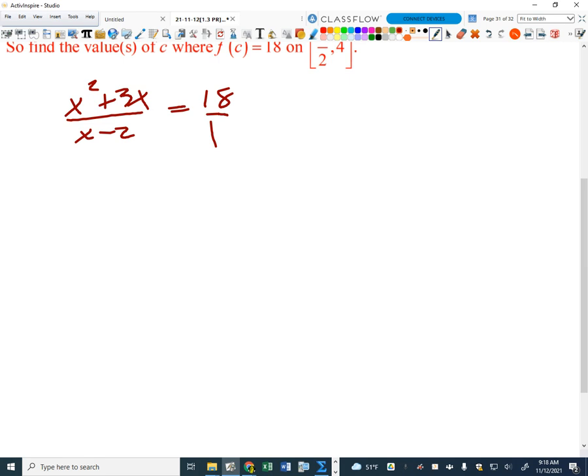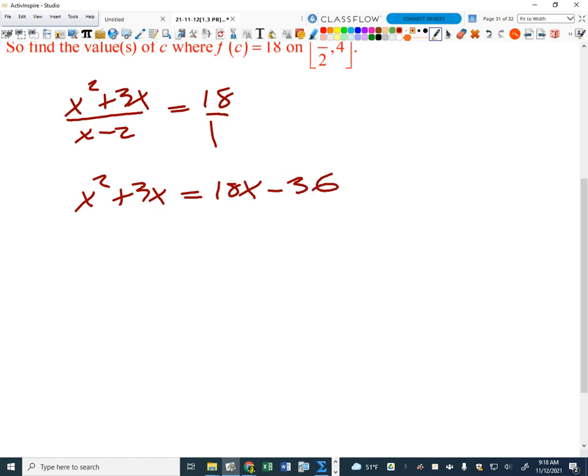Yeah, multiply by what? X minus 2. Good. Or cross multiply, however you want to think about it. Whenever you have a proportion, a fraction equal to a fraction, you can always just cross multiply, right? Even if this had been a fraction, I could have just cross multiplied. Okay? So I end up with x squared plus 3x equals 18x minus 36.